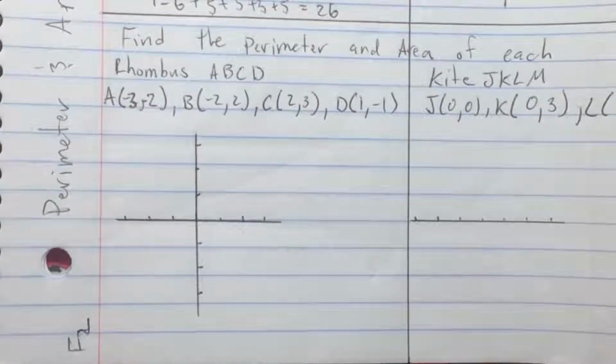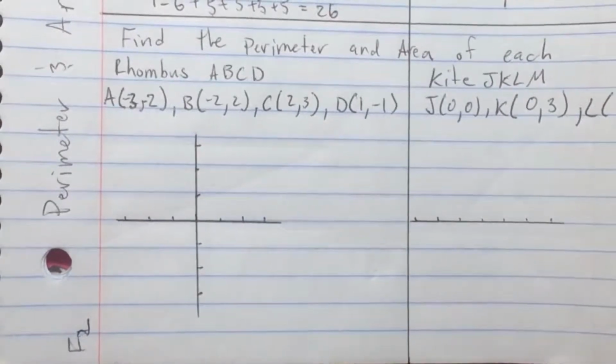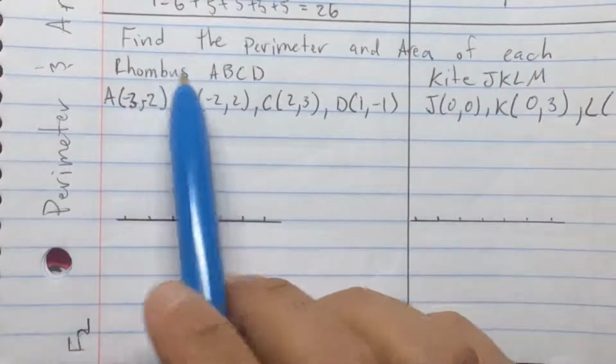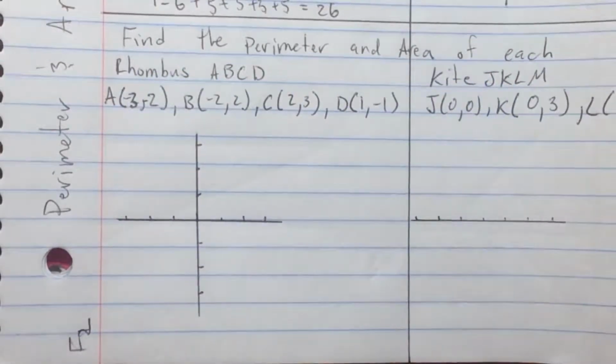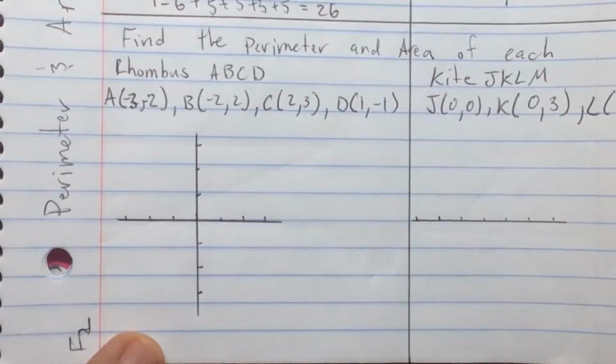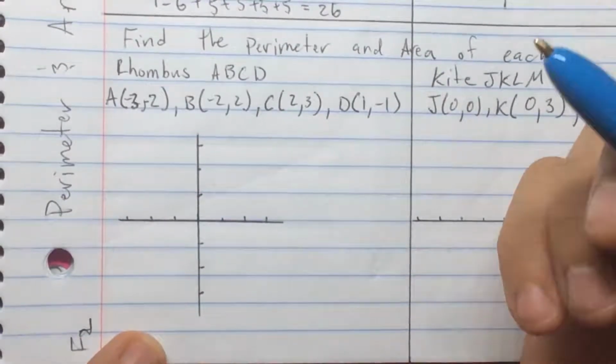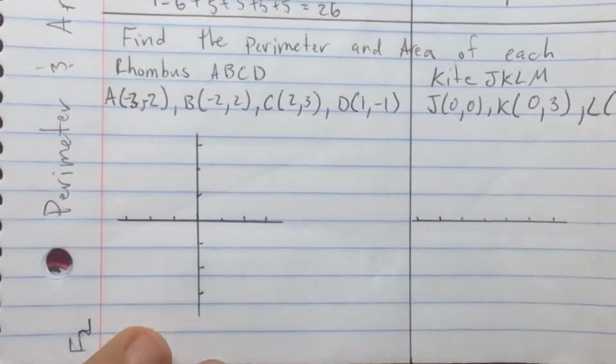This is part number 3, foldable number 2. For this one, it looks like it's going to be a rhombus, because it says rhombus, but it's still find the perimeter and area of each. So we're going to plot our points, and then find the area, and then find our perimeter. First things first, we're going to plot our points.